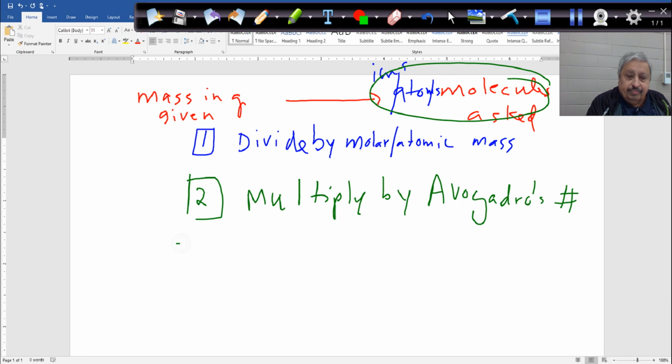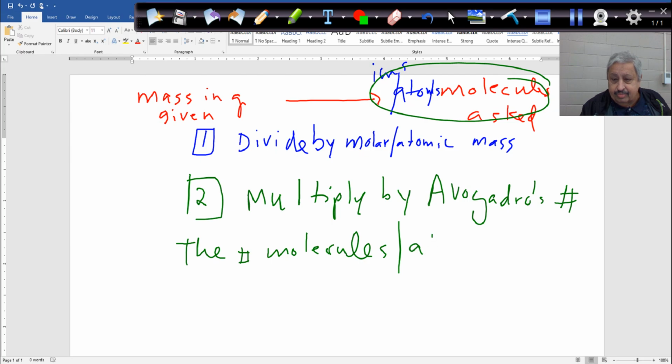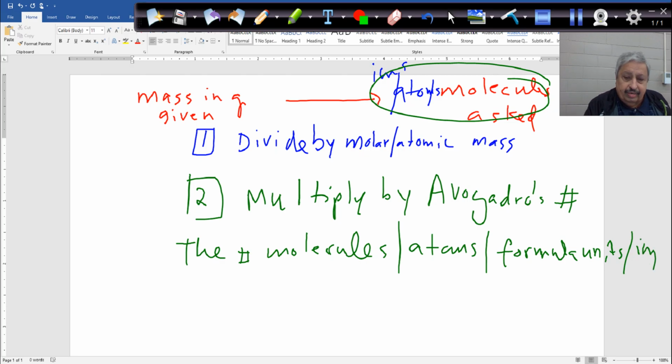So the number of molecules or atoms or formula units which has those ions will be very large. Will be very large.